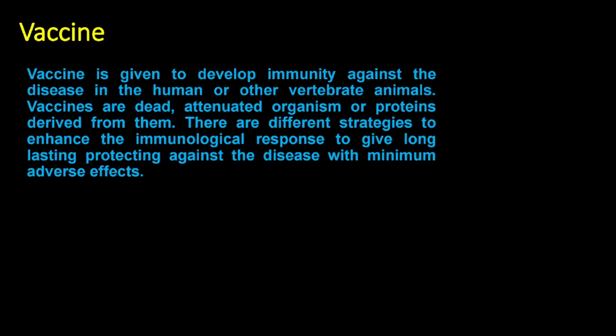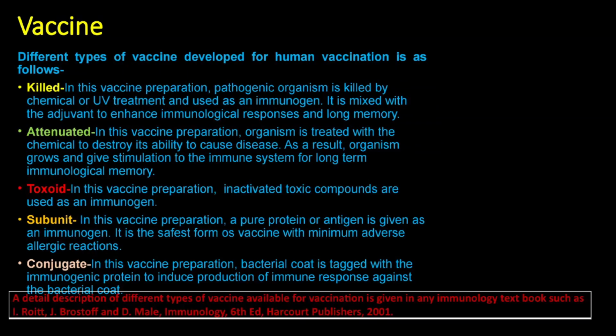Okay, next is the vaccine. It is given to develop immunity against a disease in humans or other vertebrate animals. Vaccines are dead or attenuated organisms or proteins derived from them. There are different strategies to enhance the immunobiological response to give long lasting protection against the disease, with minimum adverse effects seen in the case of a vaccine. Again, vaccines can be of different types depending upon what part of the organism is involved in the formation of the vaccine.